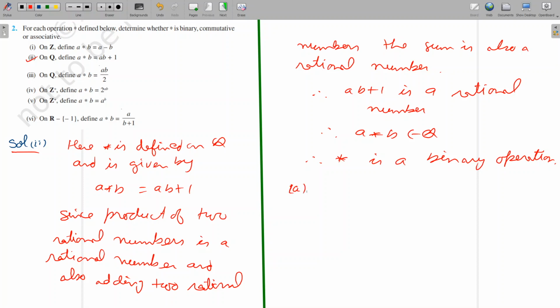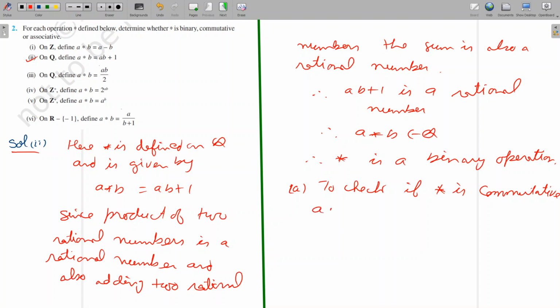So, let this be part A. To check if star is commutative, now we know that AB and BA are same, and if you add 1, then also it will remain the same. Therefore, we will get A star B as equal to B star A.